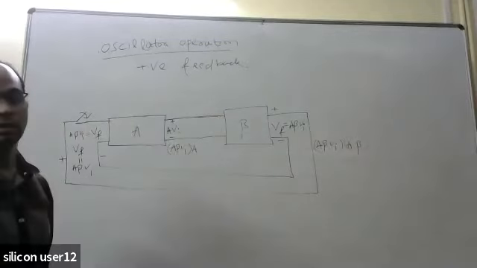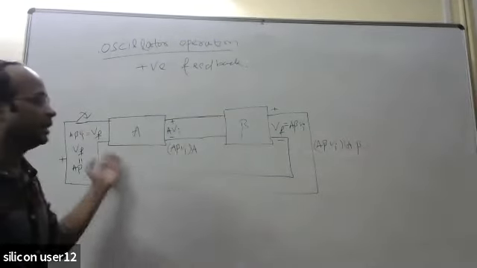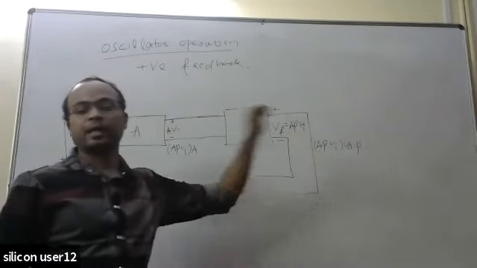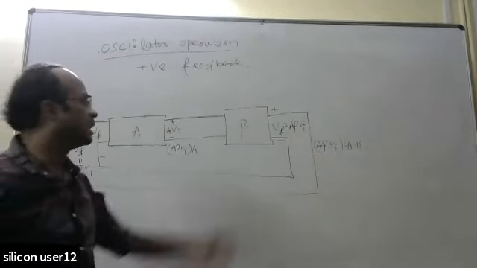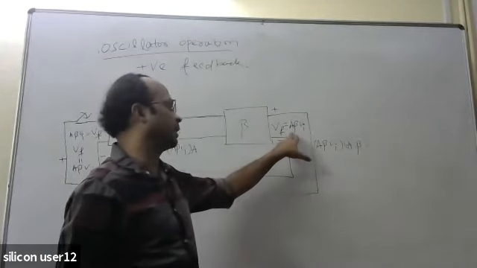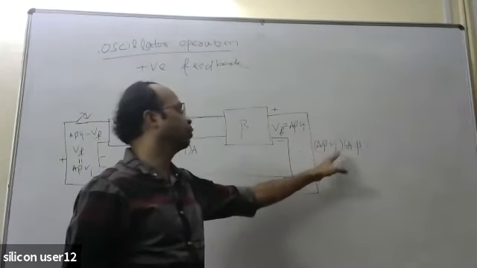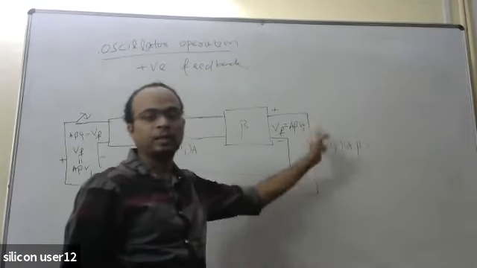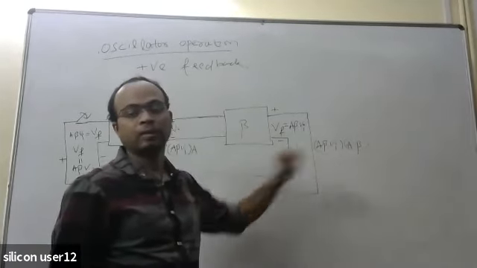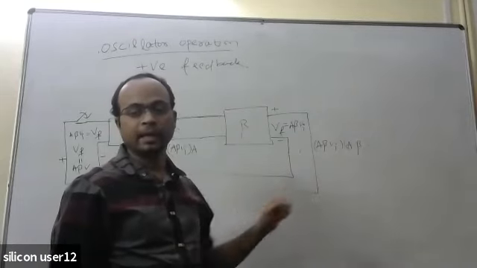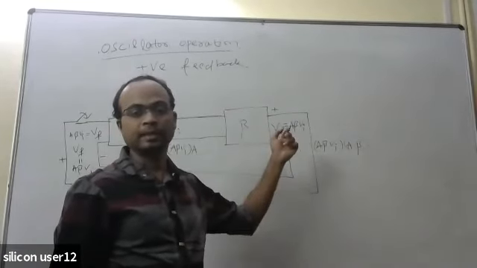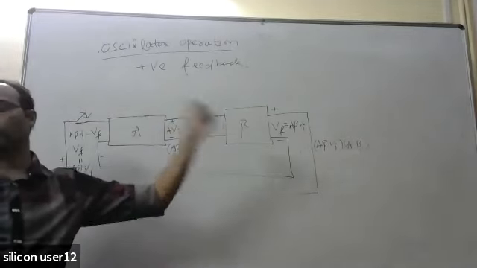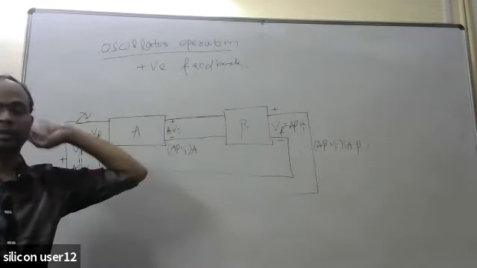Okay, so what you are observing is that in each iteration this output will be multiplied by A into beta. Initially it was Vi into A beta. During the second loop it is equal to Vi into A beta into A beta. During the third iteration, again A beta will be multiplied. Each iteration or each loop it completes, the output is multiplied by A into beta.